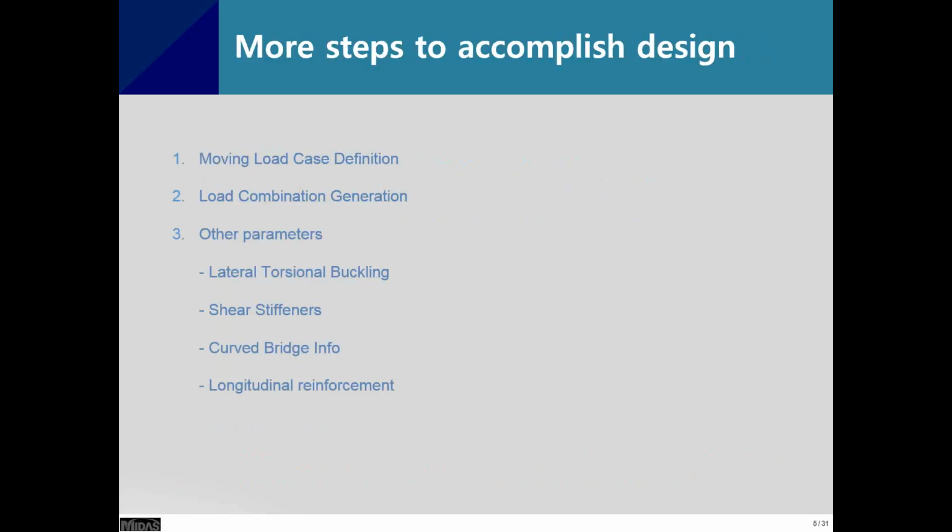After you create a bridge model, you have to define the moving load case definitions. I know some of you have used the steel composite bridge widget. In the widget, you can define the live load, but in the live load definition in the steel composite bridge widget, you can only define the vehicle information and the traffic lanes. So outside of the widget, you have to define the moving load case, and then you create load combinations per AASHTO LRFD.